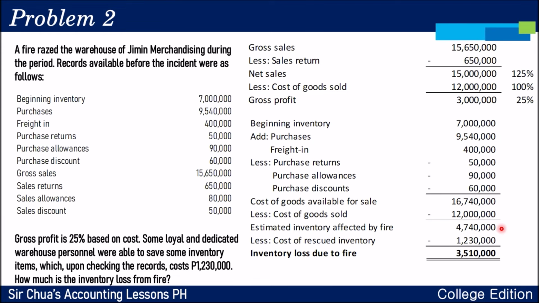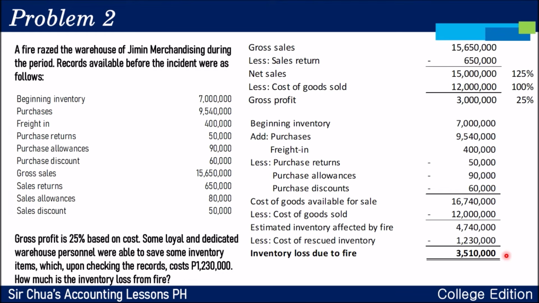So, feeling nila, ang affected by fire, 4,740,000. Pero, check natin, meron tayong mga magigiting na mga trabahador na nakapag-save ng amounting to 1,230,000. So, kung feeling natin ang nawala sa ating inventory is 4,740,000, pero ang na-save naman or rescued inventory is 1,230,000, ang nawala lang po sa atin is worth 3,510,000. Saan po ngayon ginagamit tong inventory loss due to fire?